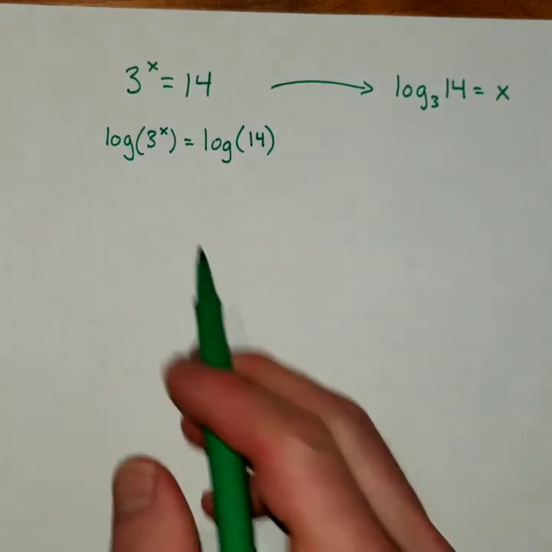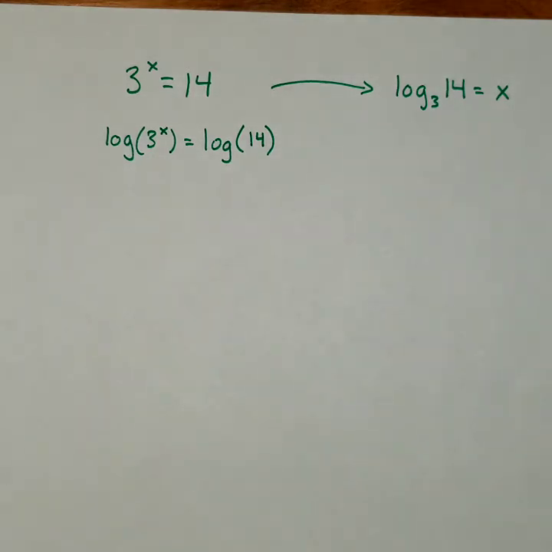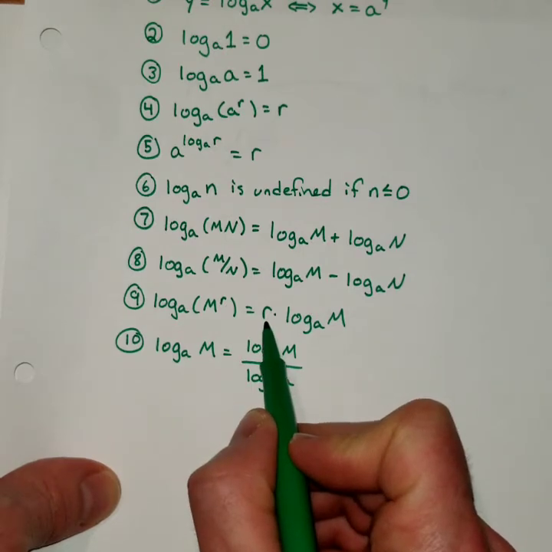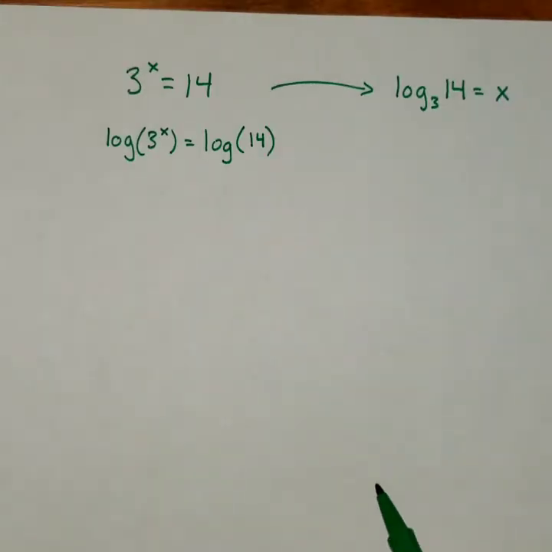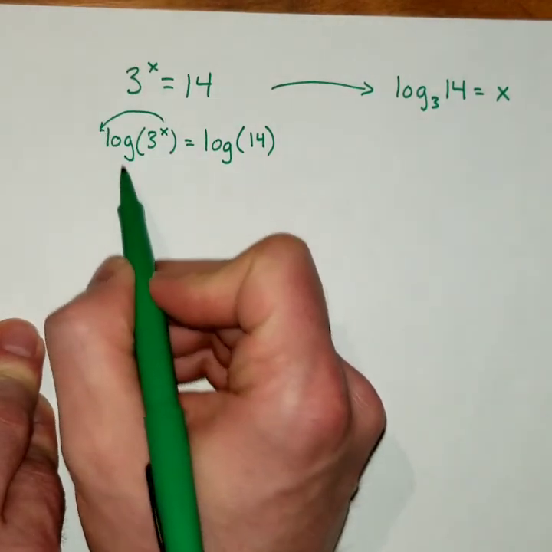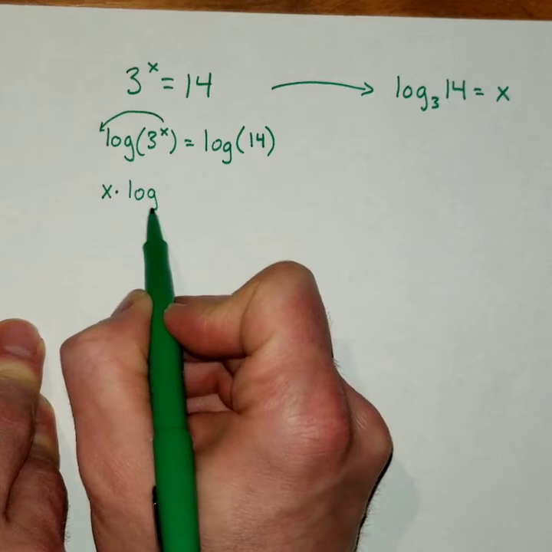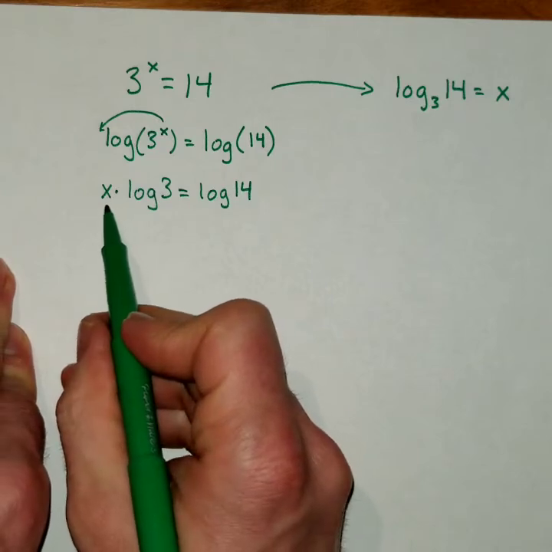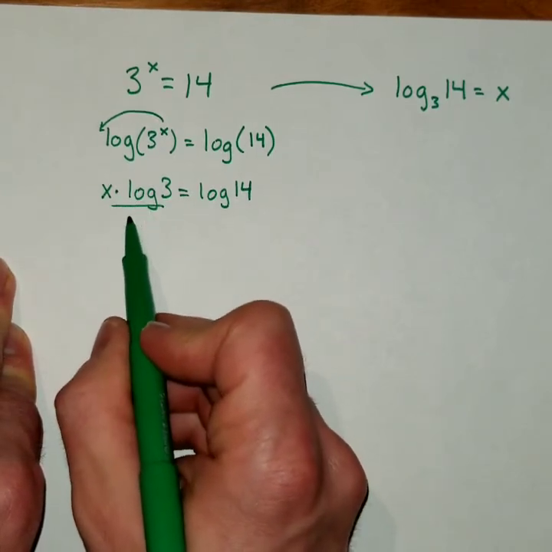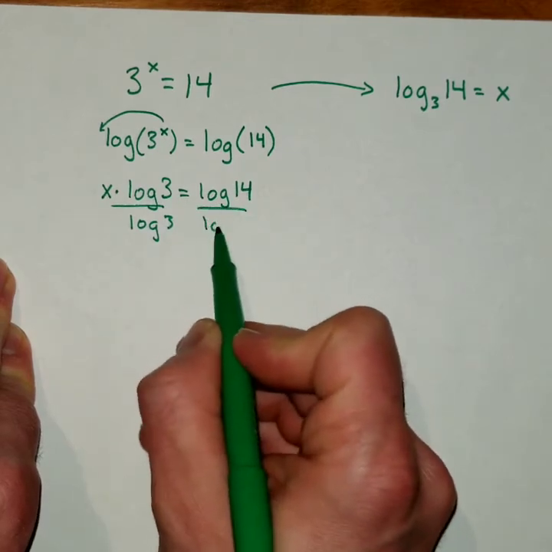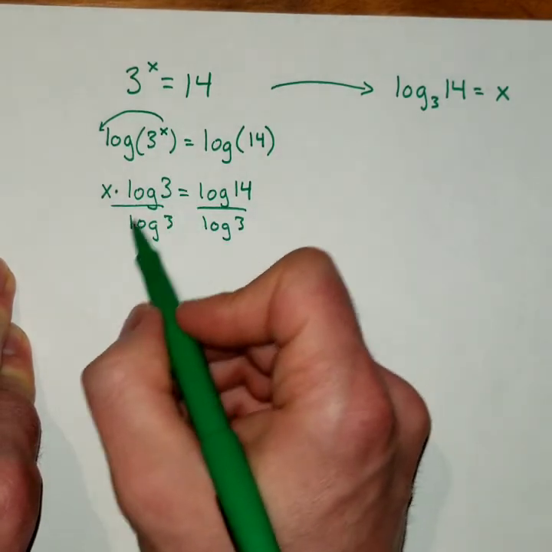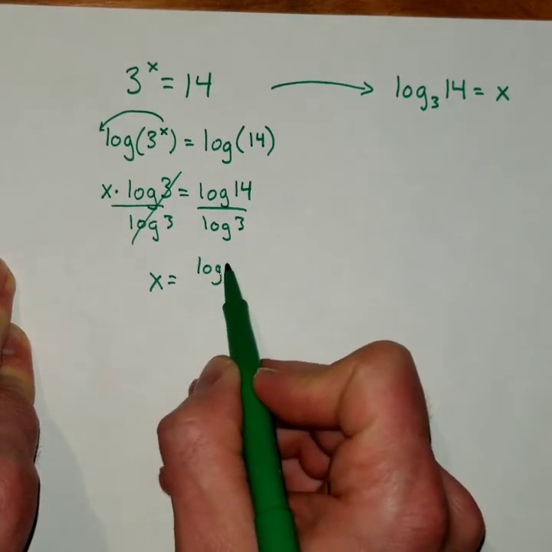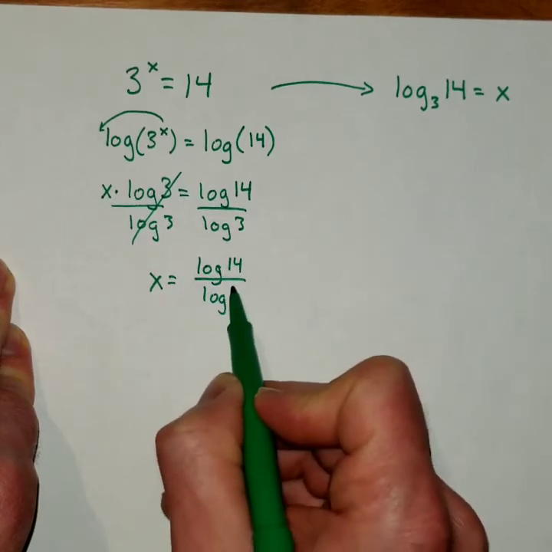Now of course I want to solve for x. It doesn't look like I made this any easier, but there is a property of logs that says exponents can come out front as coefficients. And so I'm going to do that with this x. I'm going to pull it out. I get x times the log of 3 equals the common log of 14. If I were to solve for x here, I'd have to divide both sides by the log of 3. They cancel out on the left side, and x is equal to log of 14 over the log of 3.